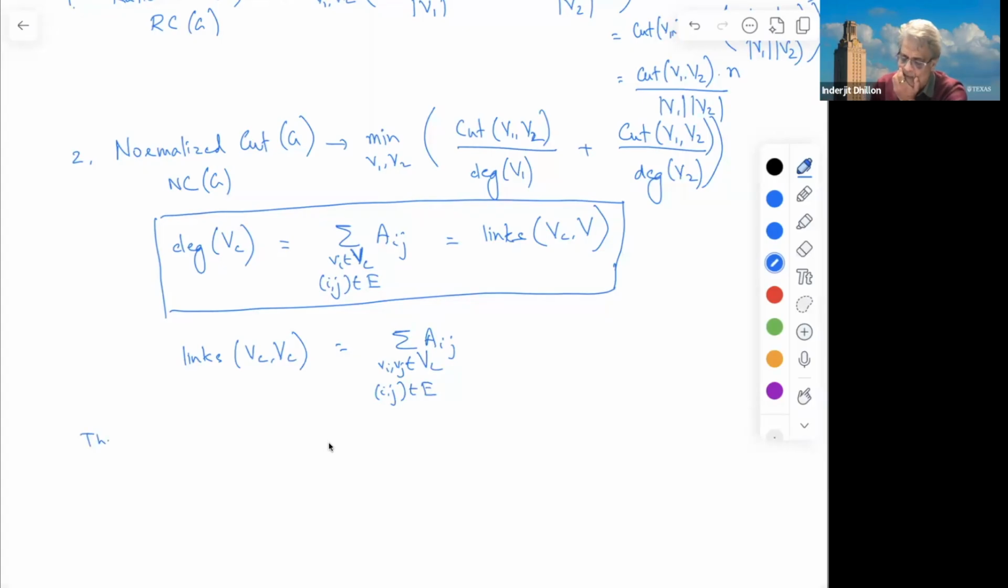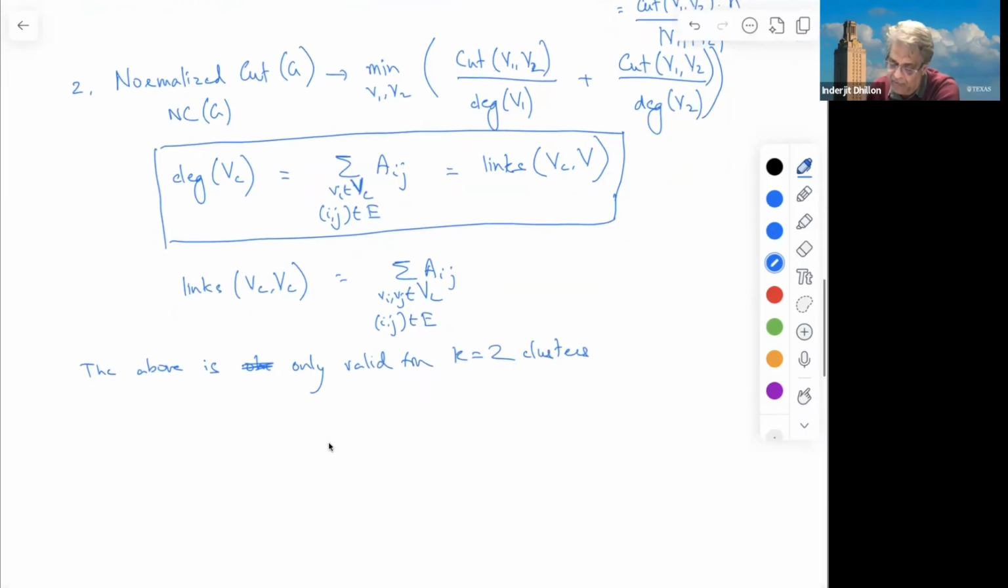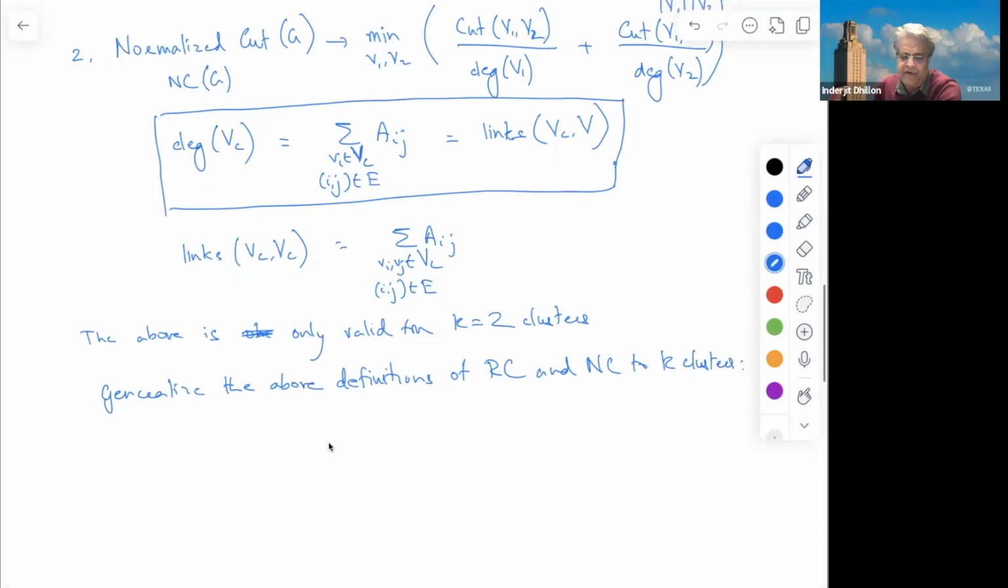Now, the above is only valid for K equal to 2 clusters. But in practice, you might want to get more than 2 clusters. So how can you generalize the above definitions of ratio cut and normalized cut to K clusters? It turns out that there is a pretty elegant generalization.